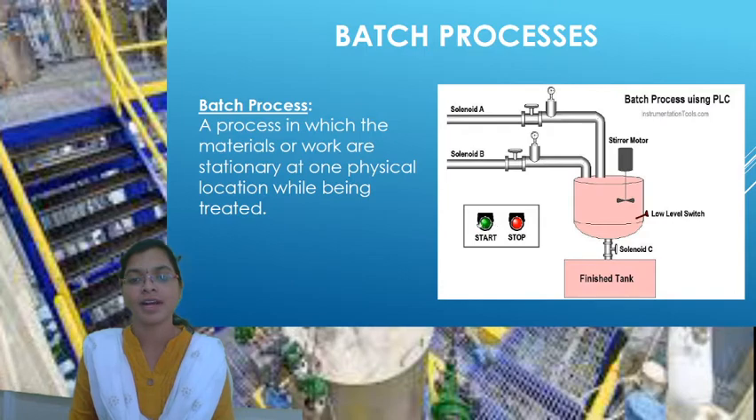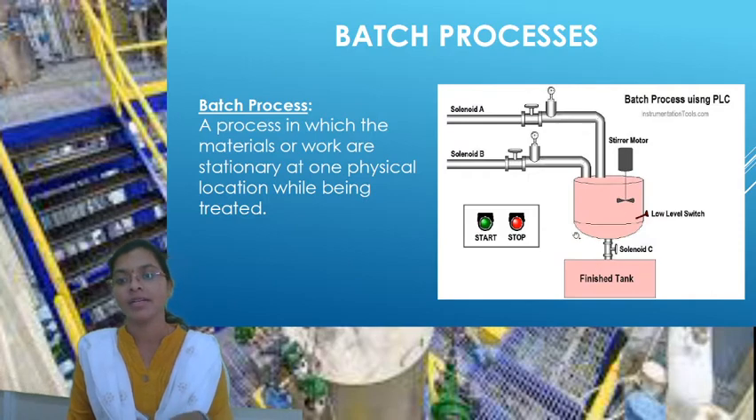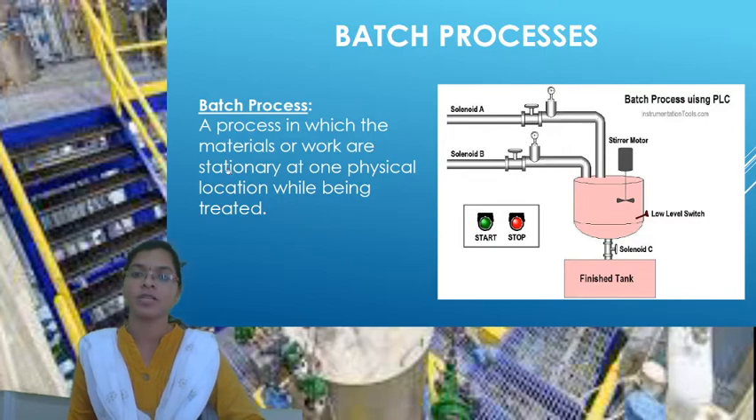And here this is a start button to start the process, and this is a stop button to stop the process. Whenever you want to get the output, you add the two materials, and that will generate the output, and after the generation of output, the tank will sit idle. So this is called a batch process, a process in which the materials are stationary, not flowing anywhere, just held in a particular vessel or tank. They are processed inside and that will generate the output product. So this is about batch process.